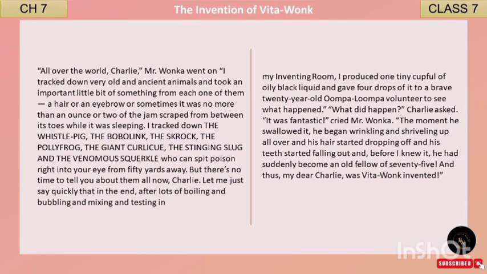testing in my inventing room, means after all these ingredients were taken, he boiled that at high temperature. Lots of boiling. Bubbling also, bubbles also came out. Then tasting in my inventing room. After making that, he tasted that also, and he wanted to know the result. The liquid was one tiny cup full of oily black liquid, and he gave 4 drops of it to a brave 20-year-old Oompa Loompa volunteer to see what happened.